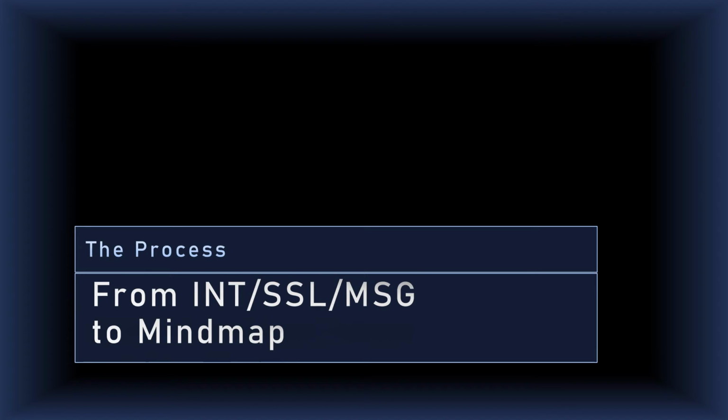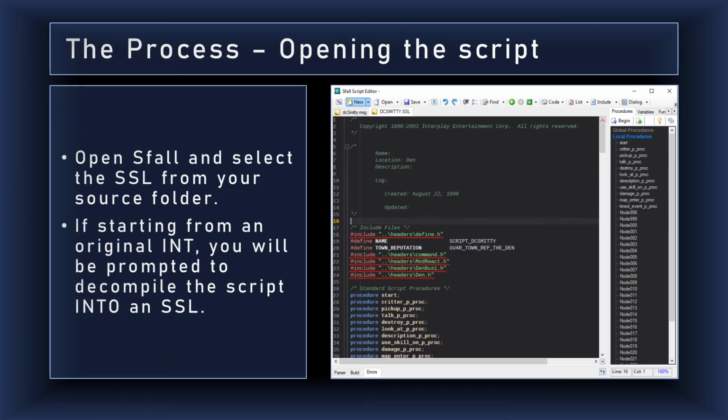So we've talked a lot about the different parts. Let's get down to the process of what we're actually doing. First things first, we're going to open up the script in SFOL. So in this case, I've got DC SMIDI opened up. And then if we're starting from an INT, which I hope you don't have to do, we're going to go ahead and decompile the script. Pay attention to where you're saving it so that way you know where to retrieve it when you're uploading it.